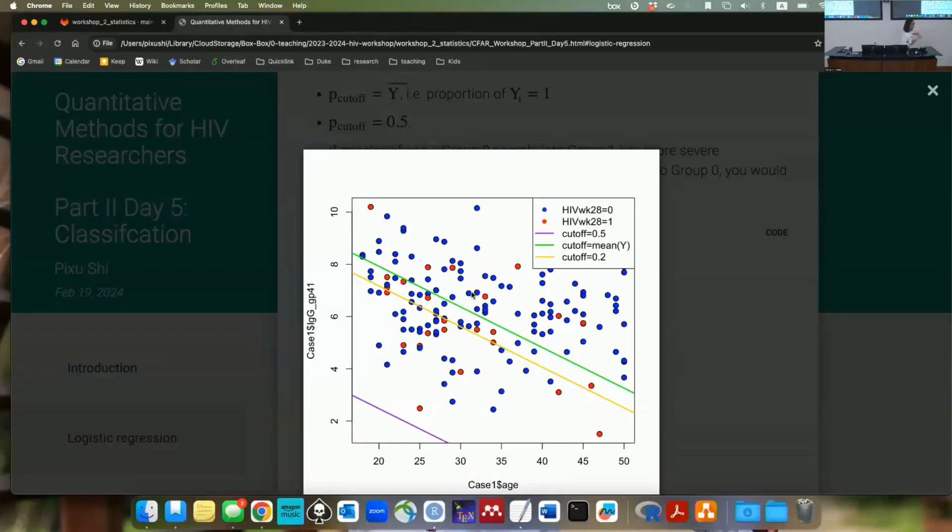And you can choose some other numbers as well. This orange one is 0.2. It's just a random number that I chose. So after you train the logistic regression classifier, you can actually use multiple cutoff values to get the class labels.